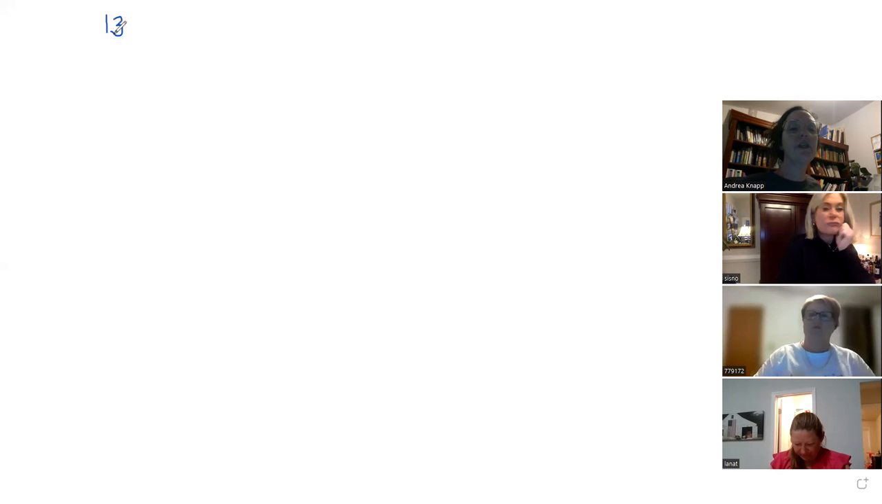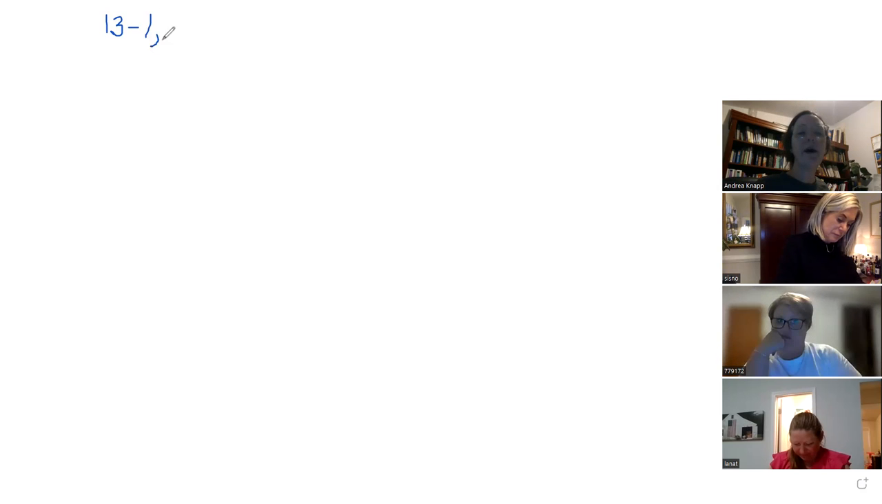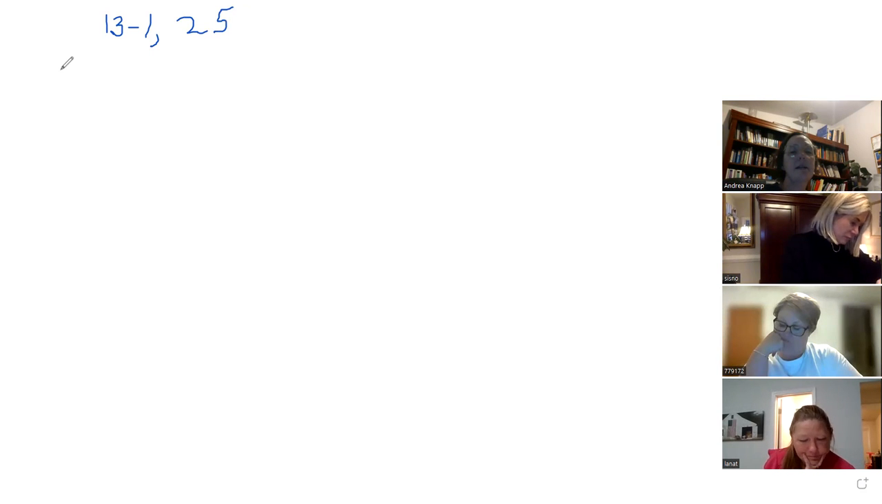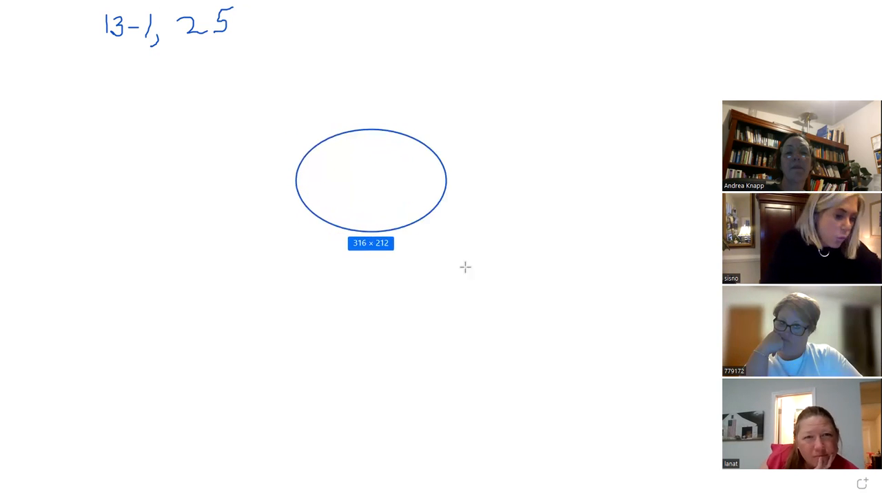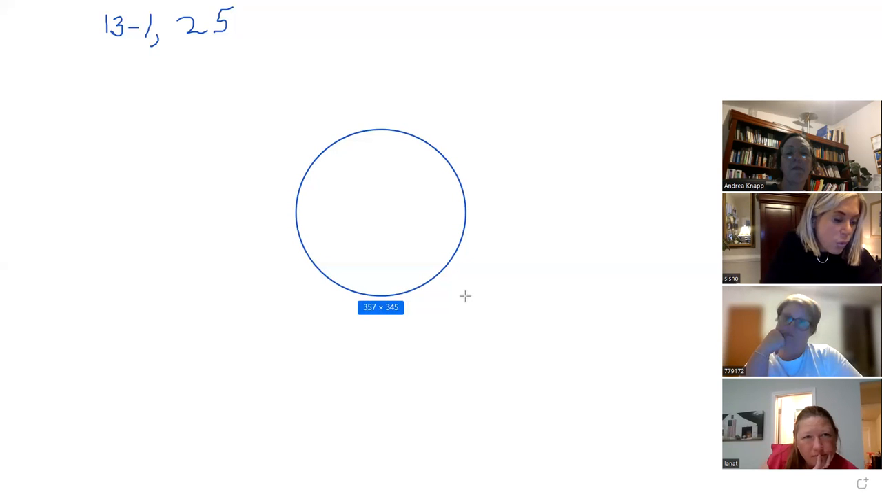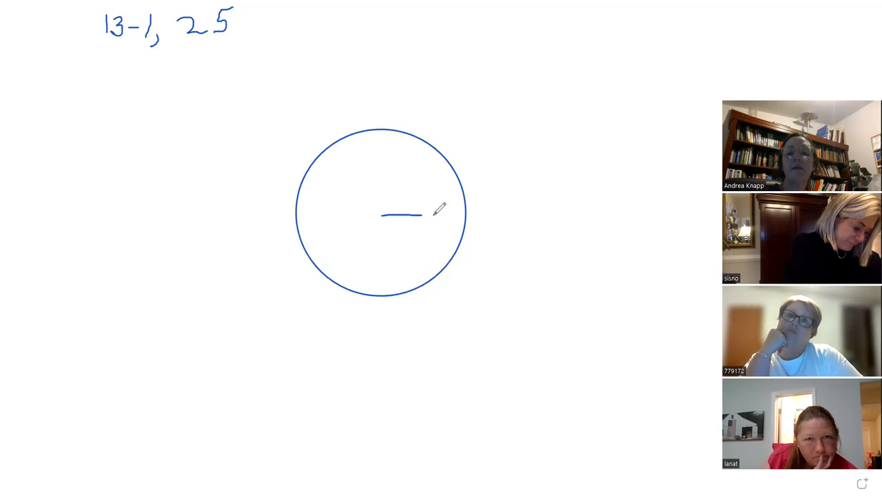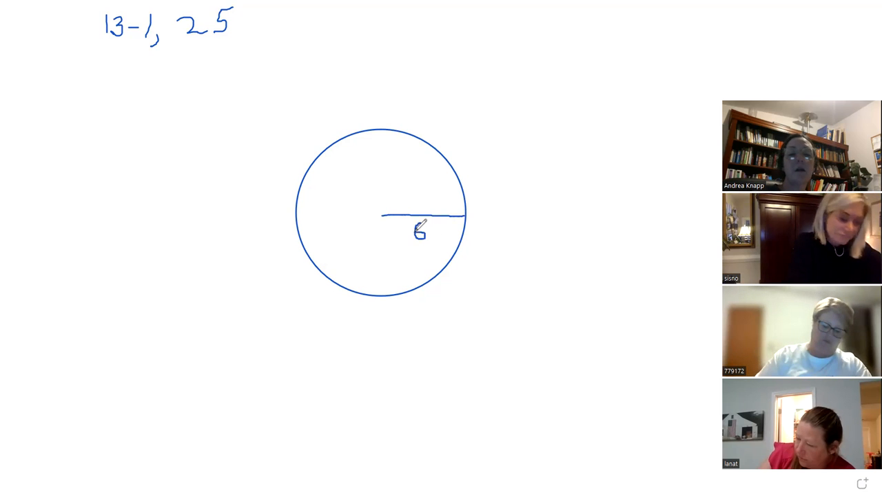We're working section 13(1)A, number 25. This is kind of an interesting problem here. We're supposed to find the length of a 36-degree arc of a circle whose radius is 6 centimeters. So here's our circle. We have a radius that is 6 centimeters. And our arc is 36 degrees.